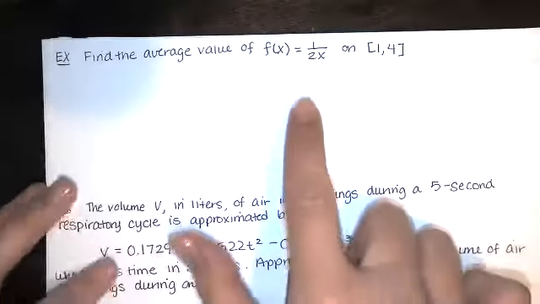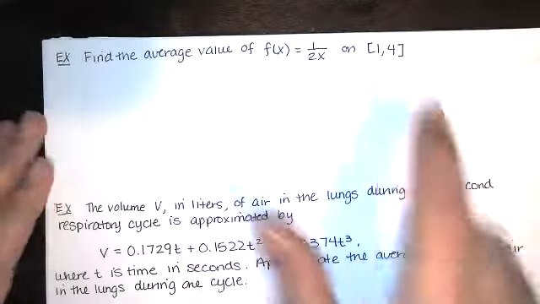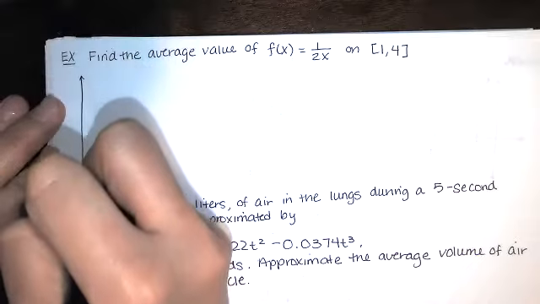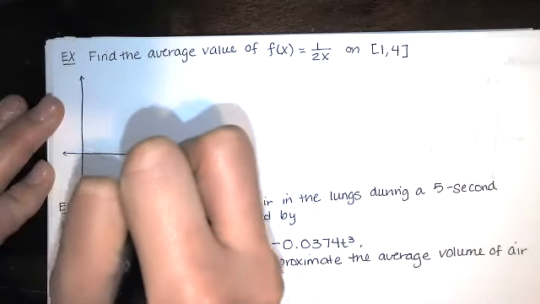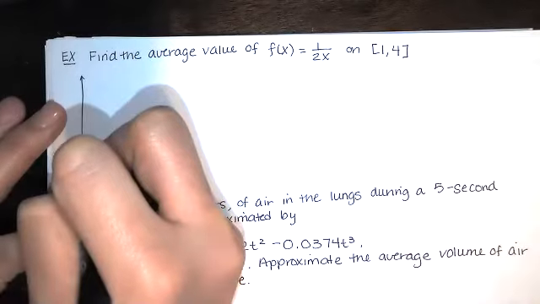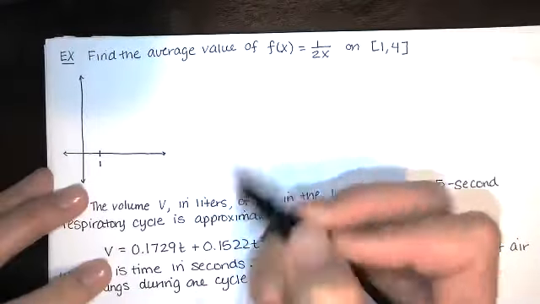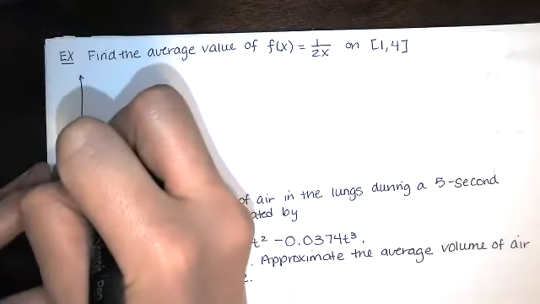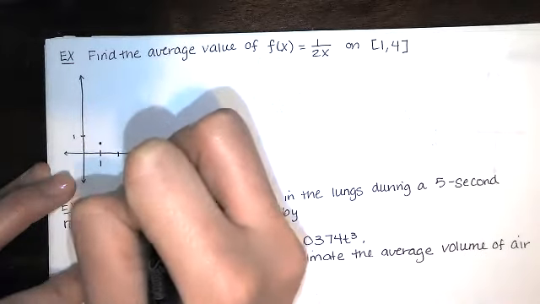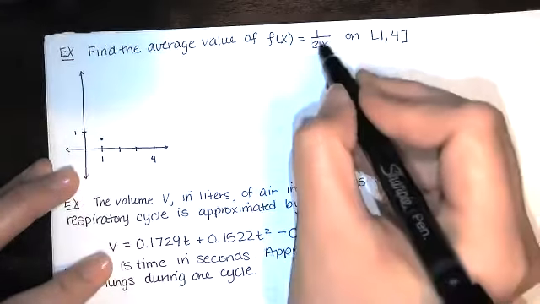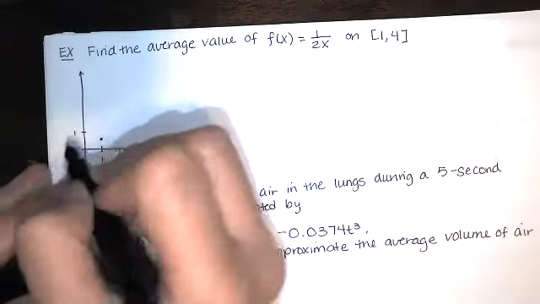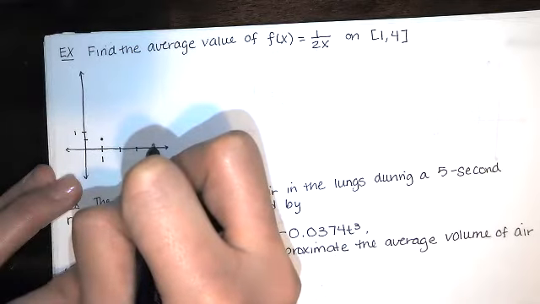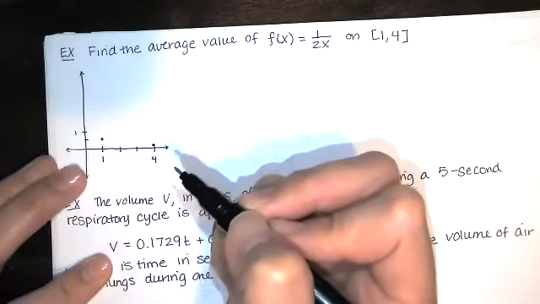This first question asks us to find the average value of this function on this interval. Just to visualize what's going on, I want to graph my function. I'm going to try to keep this to scale. So that's x equals 1. When x equals 1, y is equal to 1/2. Ooh, this is going to be hard to keep to scale, isn't it? And then when x equals 4, y is equal to 1/8. So if that's 1/2, half of that would be 1/4, and half of that would be 1/8.